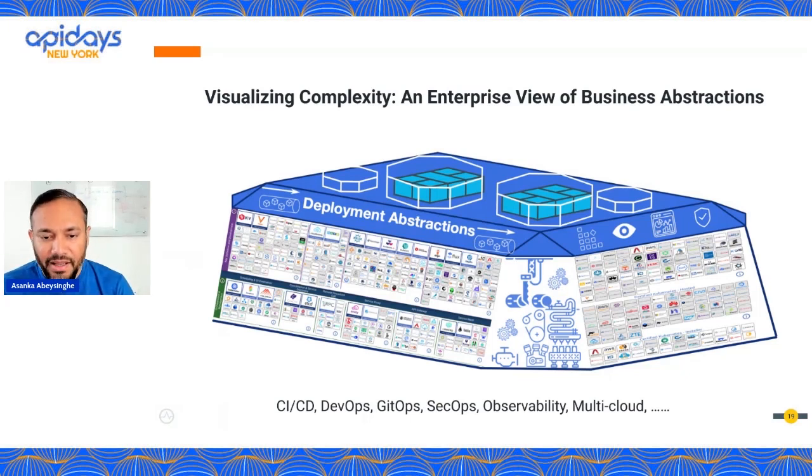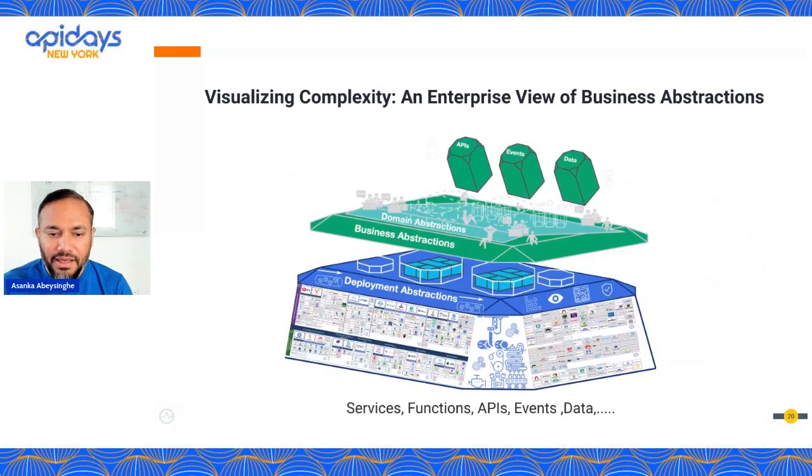If you look at it, there are a lot of options that we have when we are trying to build the deployment abstraction. So it is about CI/CD, DevOps, GitOps, SecOps, observability, multi-cloud. All these things are required when you build a deployment abstractions layer, and it takes a lot of time as well as special skills to build a great deployment abstraction layer. So once you have a good deployment abstraction layer, you can build the business abstractions on top of that.